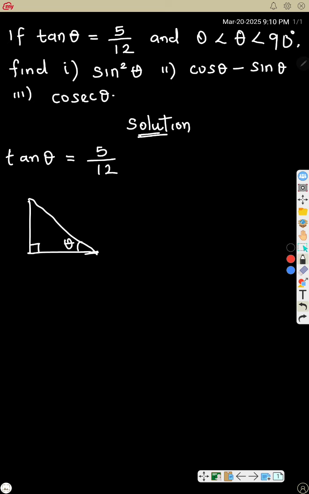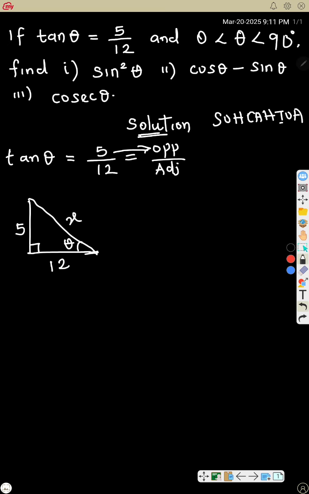So draw a right angle triangle like this. Now, what is tan? Remember, in your SOHCAHTOA, tan is opposite over adjacent. So that means opposite is equal to 5. In your right angle triangle, where the theta faces is your opposite. So your opposite is 5 over adjacent. So the adjacent is here, 12. So we are looking for this hypotenuse.